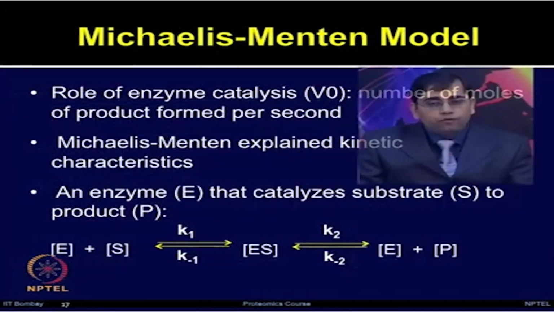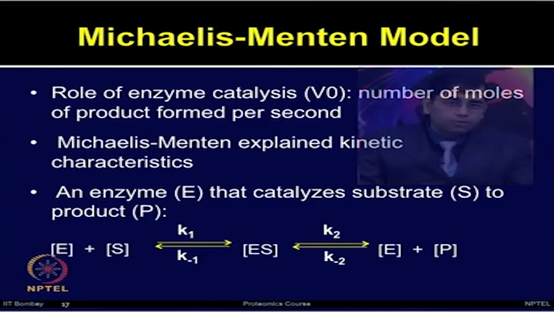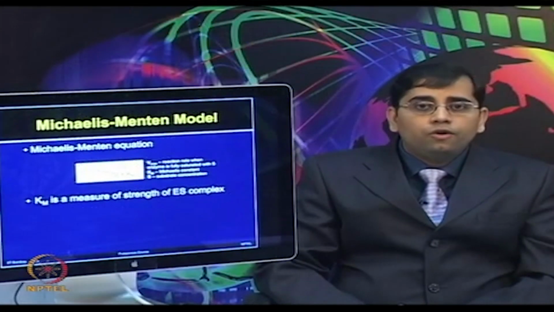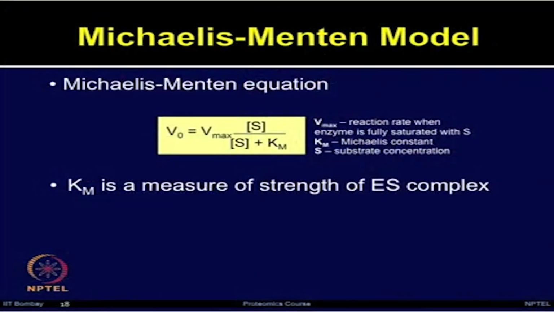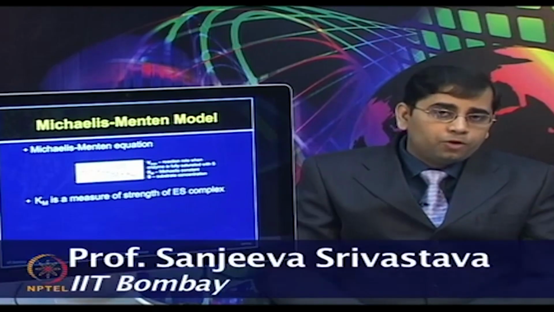ES complex can form product with rate constant k2, and ES complex can be reformed by the reverse reaction with rate constant k-2. So, here is the Michaelis-Menten equation. The rate V0 of formation of product can be derived by this equation: V0 equals Vmax times substrate concentration S divided by S plus Km, where Km is the Michaelis constant. Now, this equation is fundamental to understand various problems.